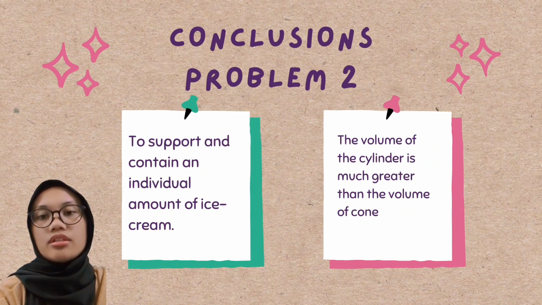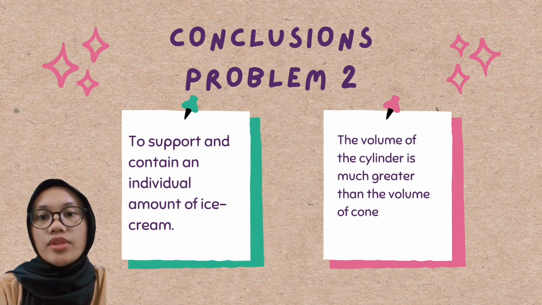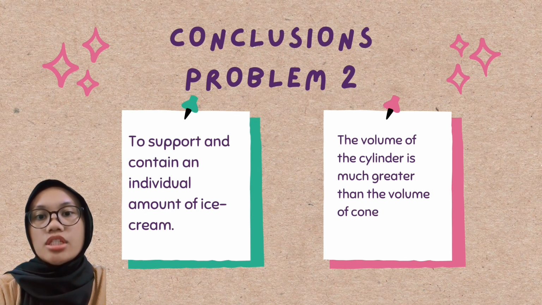So the conclusion about problem 2 is, we were given a task that required us to do problem solving related to measurement of objects in circular shape. The object we have chosen is ice cream. Ice cream is a popular dairy product among consumers of all ages. First, an ice cream cone is held in a person's hand in order to support and contain an individual amount of ice cream. As the ice cream is filled into cones having a hemispherical shape on the top, the volume of ice cream filled into the cone includes the volume of the cone and volume of the hemisphere.